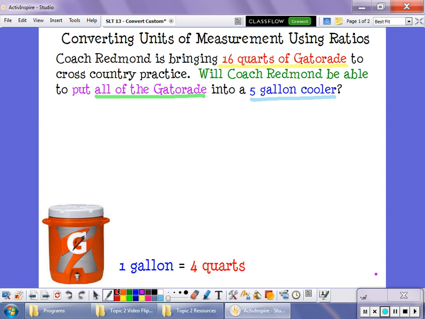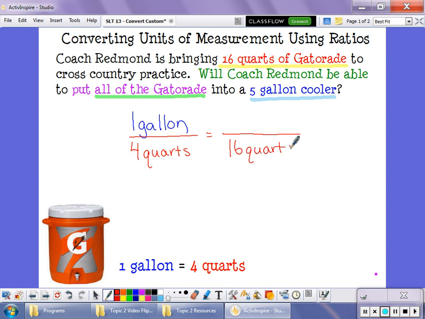1 gallon equals 4 quarts. That's the first ratio that I'm going to set up because I'm comparing 1 gallon to 4 quarts. Now I know that Coach Redmond has 16 quarts of Gatorade. Okay, so I'm going to put my 16 quarts down here. And what I'm going to do is I'm going to create an equivalent ratio.